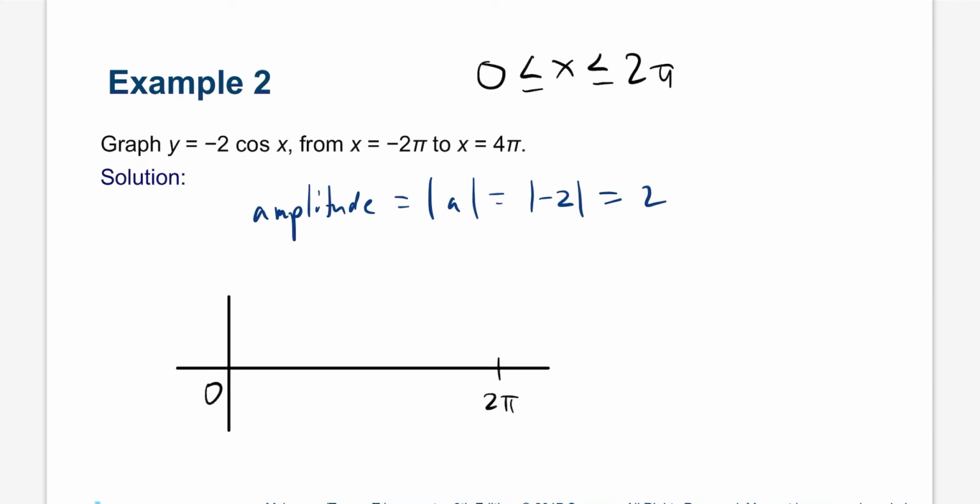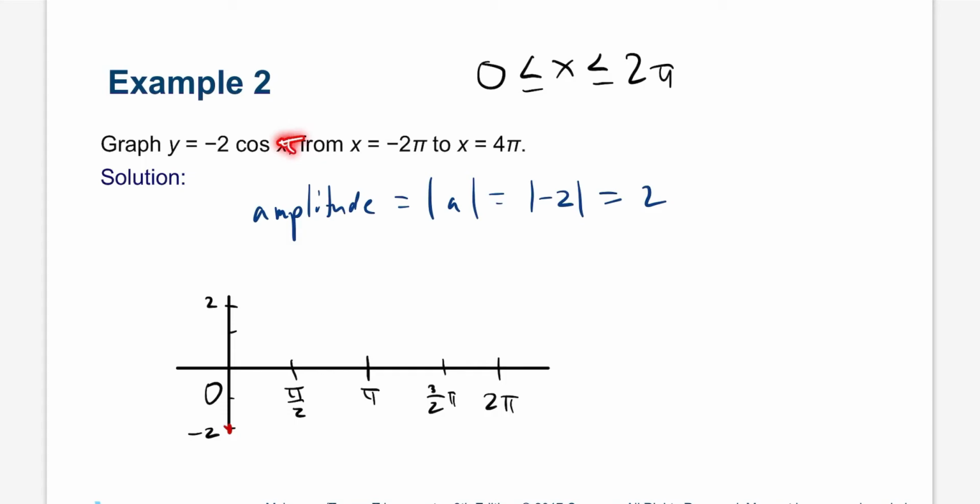So starting point, end point, and the three midpoints. And now, since the amplitude is 2, we want to go up to 2 and down to -2. But at 0, cosine of 0 is 1, and then 1 times -2 is -2. So at 0, it's going to be -2.